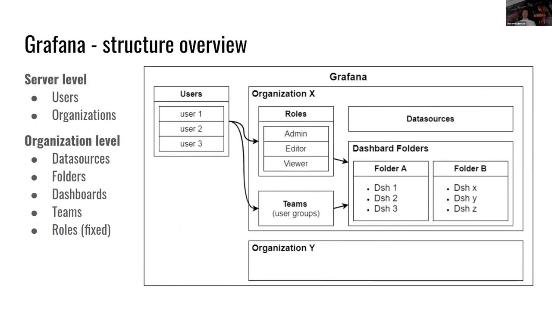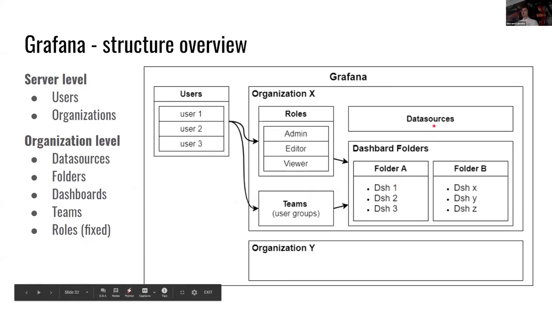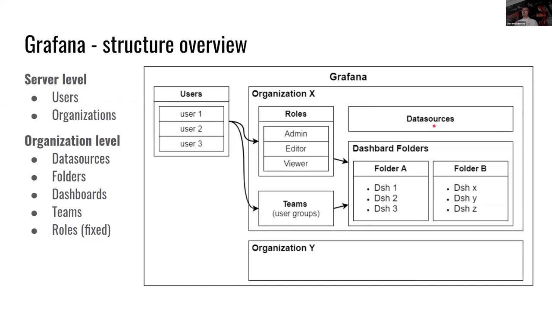Here we have an overview of the Grafana structure. At the server level of Grafana, we just have 2 different objects: users and organizations. Most of the time, you will just work inside an organization. In fact, an organization is what contains most of the objects. Inside an organization, you have the data sources, folders, dashboards, users, teams, and roles for Grafana. Roles exist and cannot be changed, they are a fixed object if you want, and all the rest has to be created by you. So you have the data sources and the dashboards.